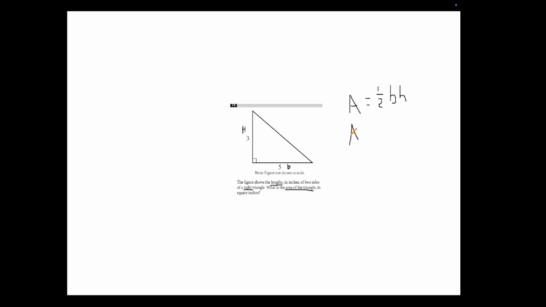So we're gonna say A is equal to 1/2 our base times height, which our base is 5. So we're gonna have 1/2 times 5 times 3. Now we're just going to simplify our equation. So we're going to have area is equal to 1/2 times 5 times 3, which is 15. So 1/2 of 15. We're going to simplify even further. So area is equal to 15 times 1/2, which is the same as 15 divided by 2, or 7.5 if you simplify it further.